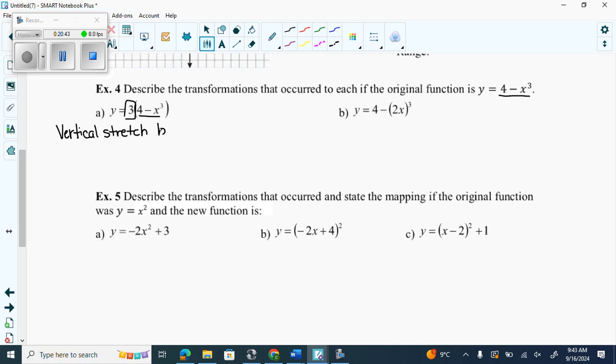By a factor of what? 3. About the x-axis. And mapping you do as you say. So it's vertical, nothing happened horizontally, so my x stays the same. And if I had a 3 in the words, I'm going to have a 3 in the mapping, correct? And what do I do with stretches? Multiply. Stretches and reflections multiply.